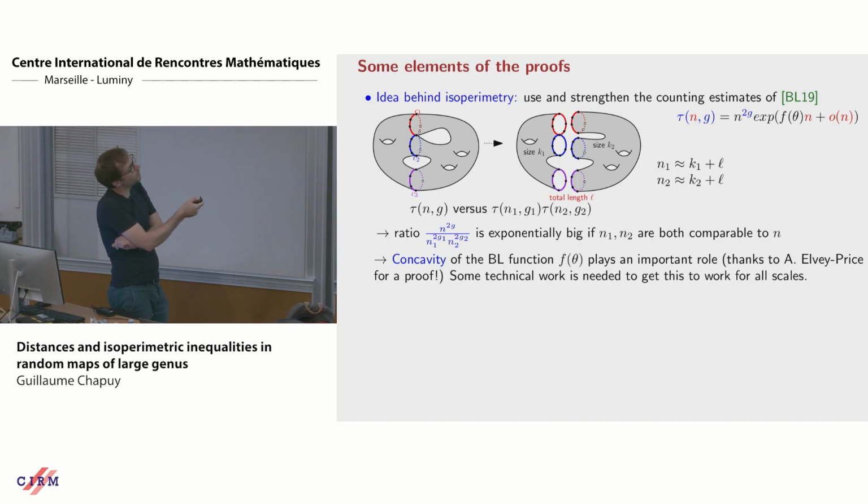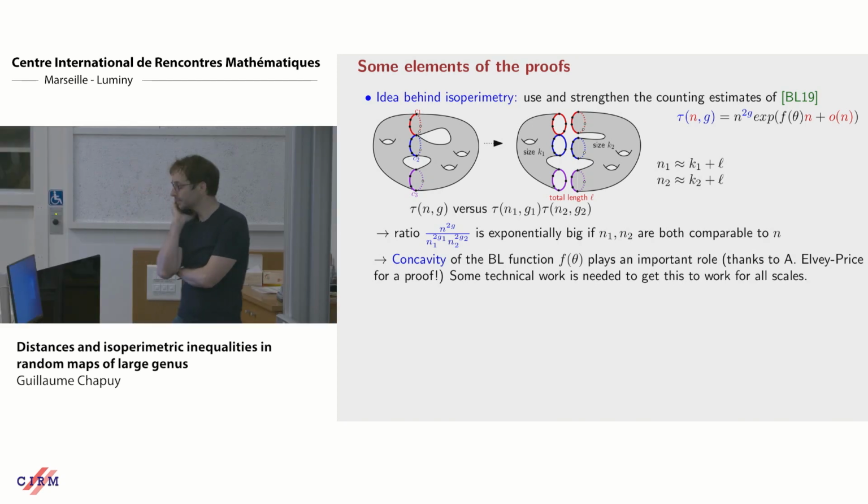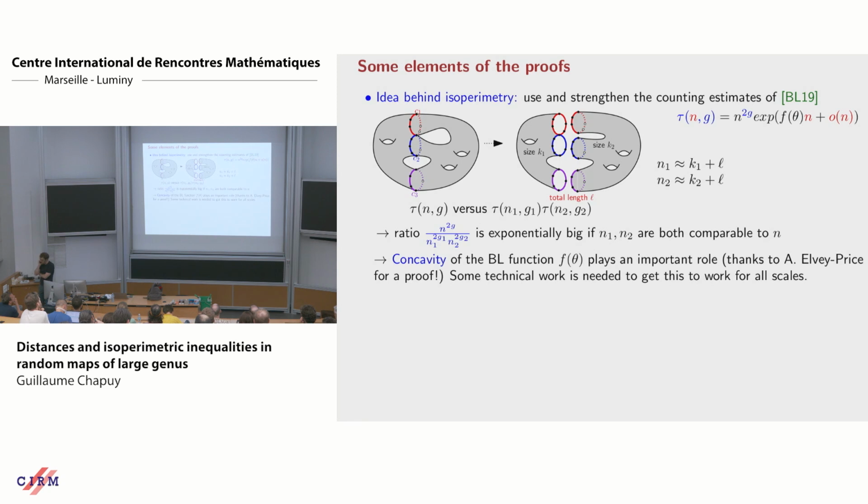So here the size is k1, but in order to make it a triangulation, I need maybe to triangulate the boundary. So the new size of this piece after triangulating the boundary will be something like k1 plus L, and here k2 plus L. And so I want to compare tau n g versus tau n1 g1 times tau n2 g2. Okay? And I hope to show that this is much smaller than this, so that in fact it never happens.